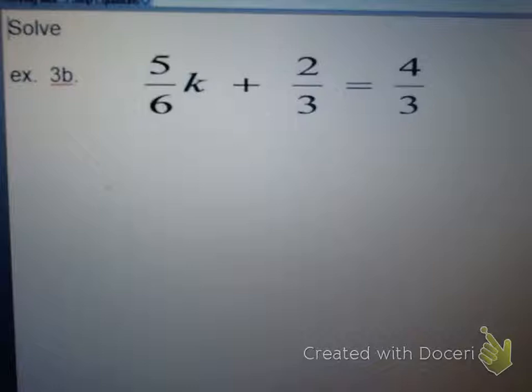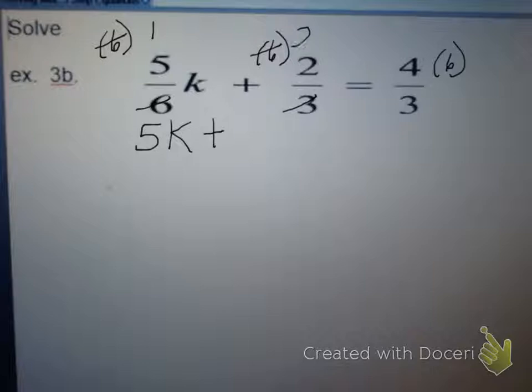Example 3b, I'm going to multiply each term by the least common denominator, which in this case is going to be 6. 6 goes into 6 one time. 1 times 5k is 5k. Plus 3 goes into 6 two times. 2 times 2 is 4, is equal to 3 goes into 6 two times. 2 times 4 is 8.